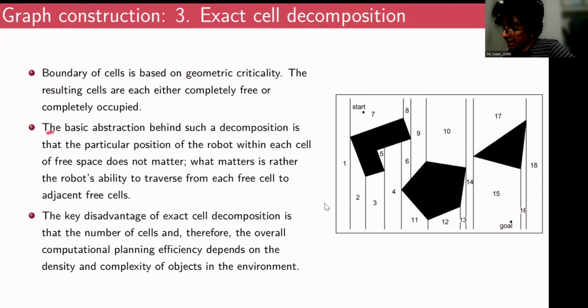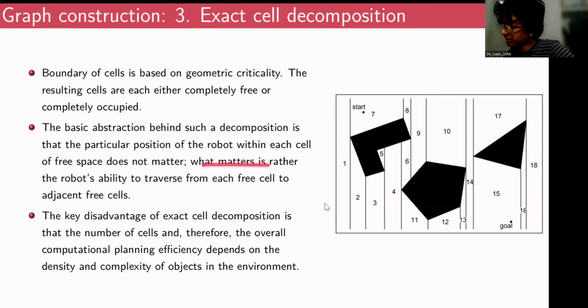The second point is that the basic abstraction behind such a decomposition is that the particular position of the robot within each cell of the free space does not matter. So the philosophy is that the location of the robot within each of the cells is not a matter of concern, right? There could be a lot of applications where it's fine to have a robot position anywhere within the space. Maybe you can force a robot to be at the midpoint of the cell. So the only thing is, it has to be within the cell. Any other thing should not really matter.